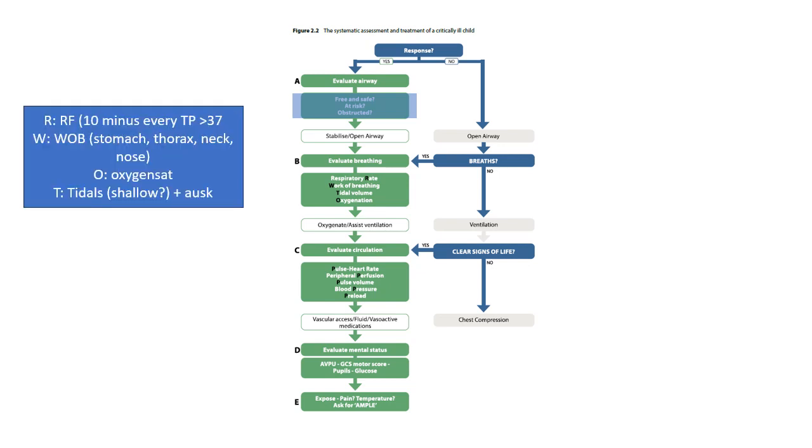Yeah. Then we go to the B part, and that's RWOT, RWOT. That's part of A. So if you use echo, then RWOT is one of the measures that you use. I guess that's kind of memorable. So R is for respiratory frequency. Remember that in the child, the respiratory frequency and the pulse.